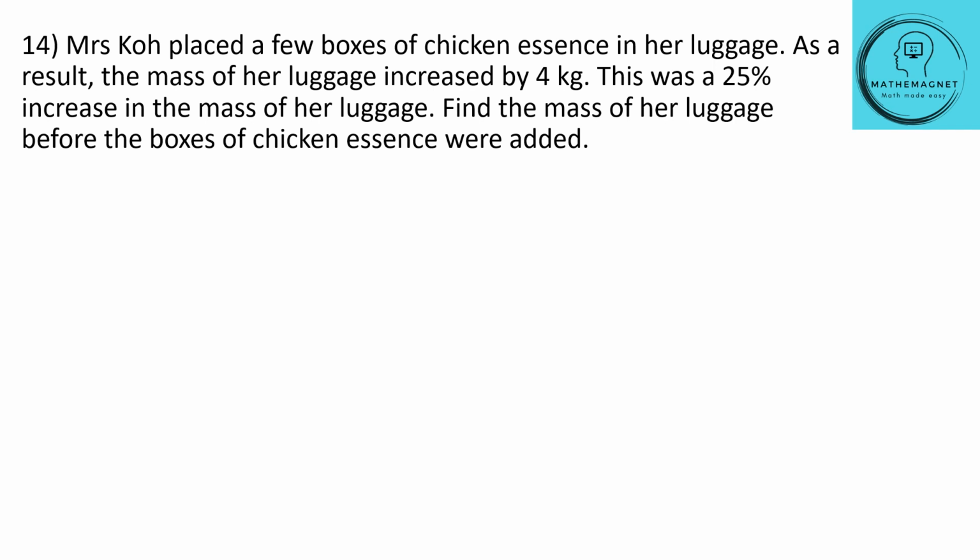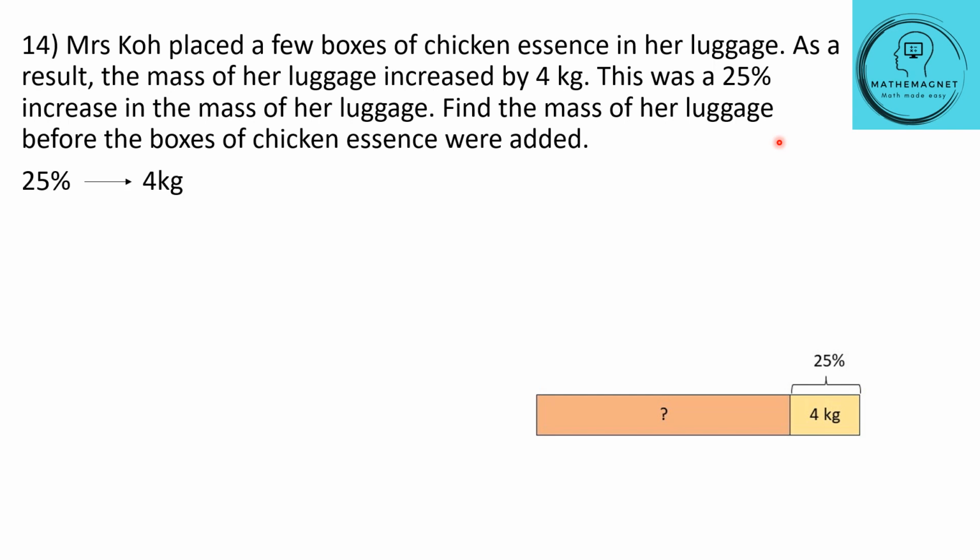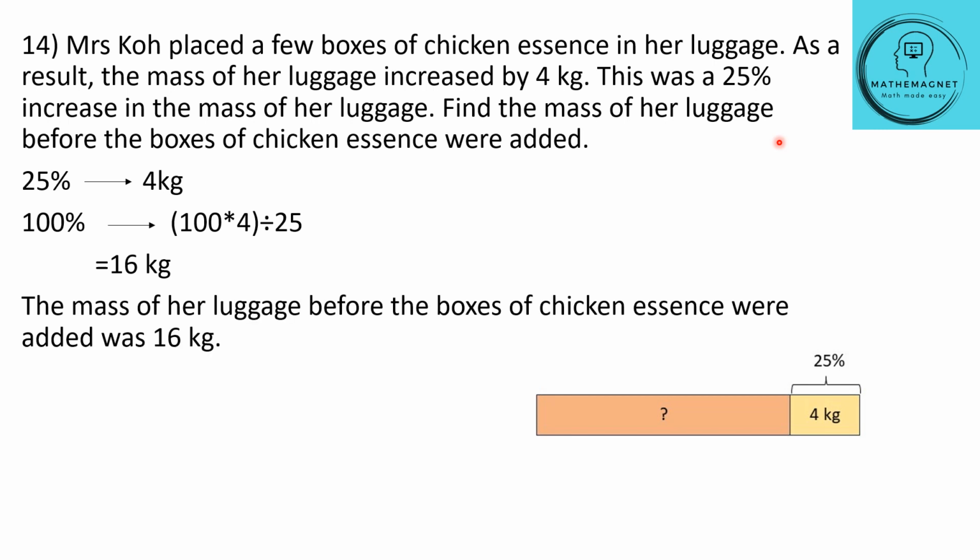Now we need to find how much is 100%. So let's draw the bar model and see. Now here we know this is your 100% and here this is 25%, that is 4 kg. Now they are asking us to find what was the mass of the luggage before the essence was added. Now 25% is 4 kg, so 100% becomes 100 into 4 divided by 25, which is equal to 16 kg. So the mass of the luggage before the chicken essence was added was 16 kg.